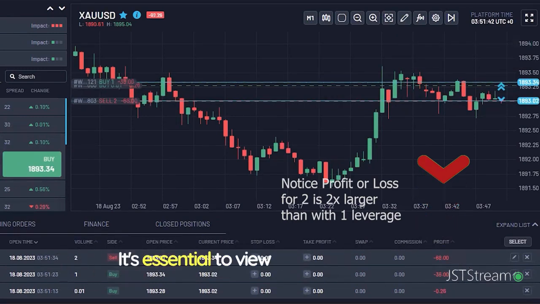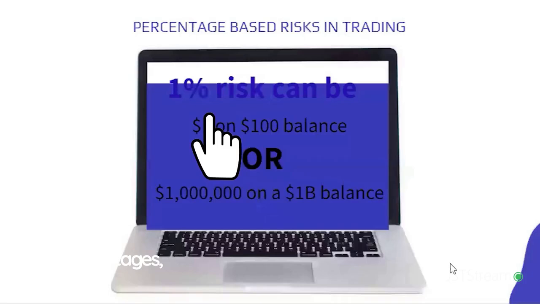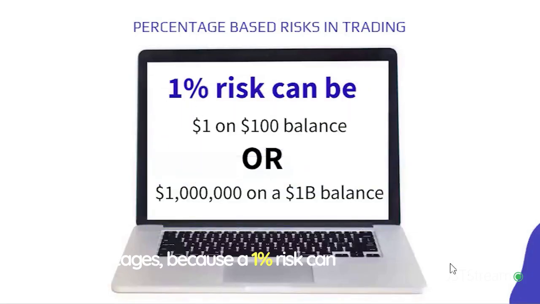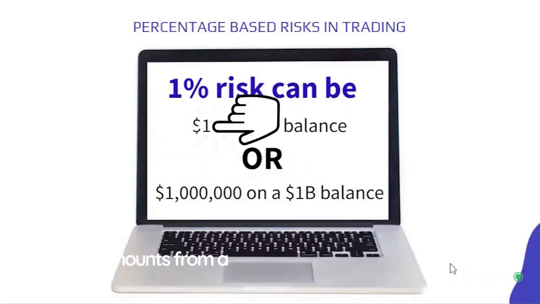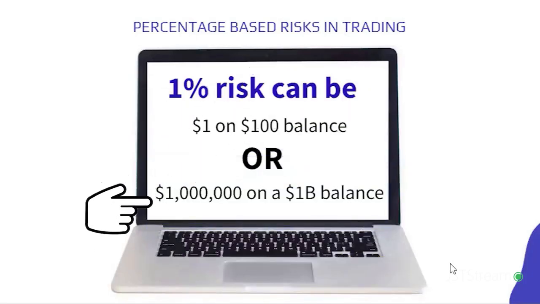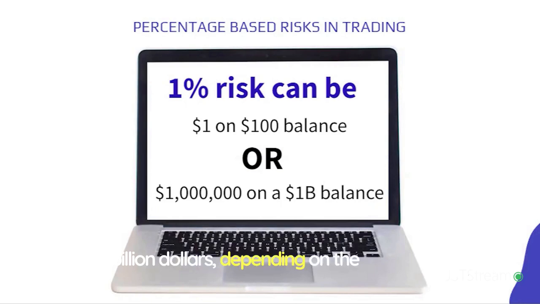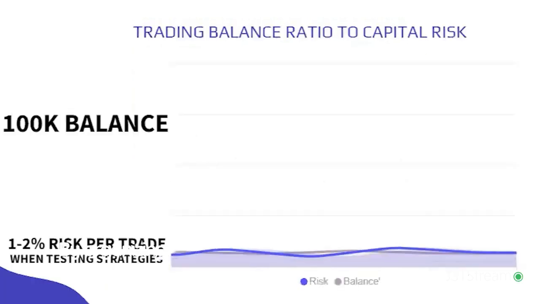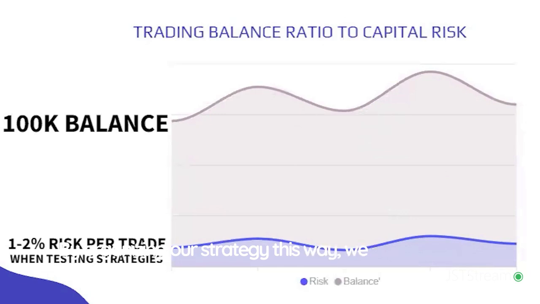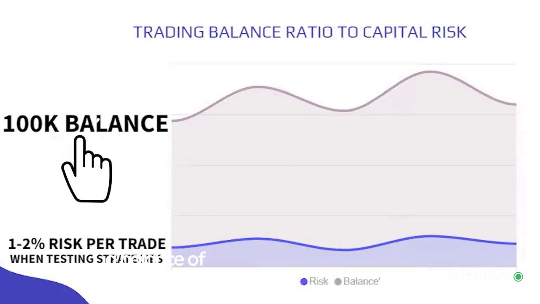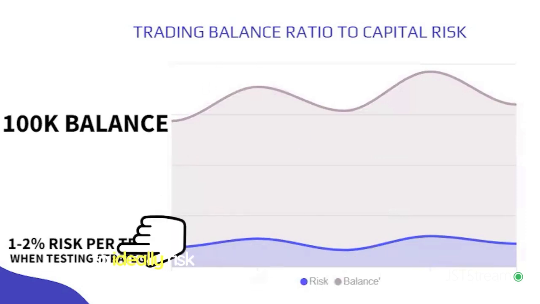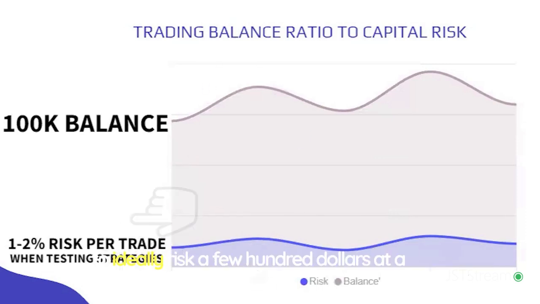It's essential to view trading in terms of percentages, because a 1% risk can represent varying amounts, from a few dollars to potentially a few $billion, depending on the balance size. By organizing our strategy this way, we quickly realize that a balance of $100K or more is the only way to ideally risk a few $100 at a time.